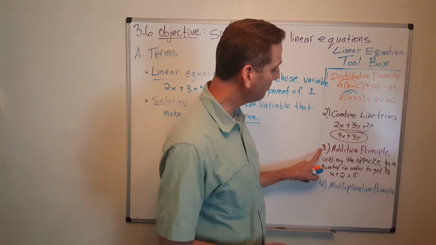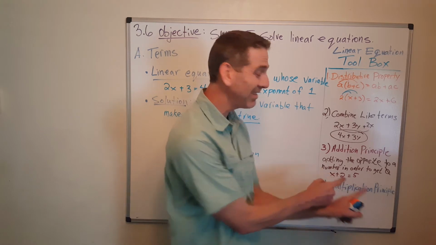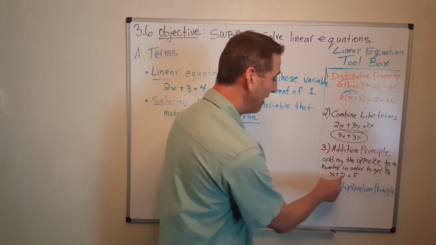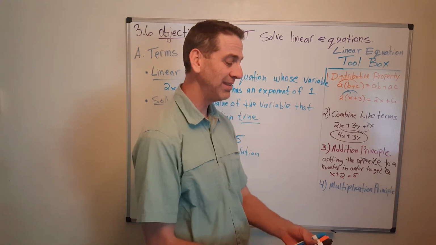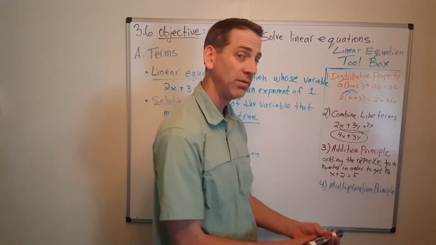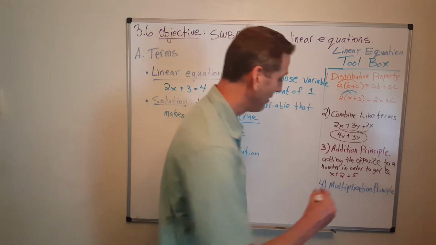So I use my addition principle. I have this 2, right? I want to solve for x. That means I want to get x equals. To get rid of that 2, what do I do? I just add its opposite. Well, what's the opposite of plus 2? You got it. It's minus 2.